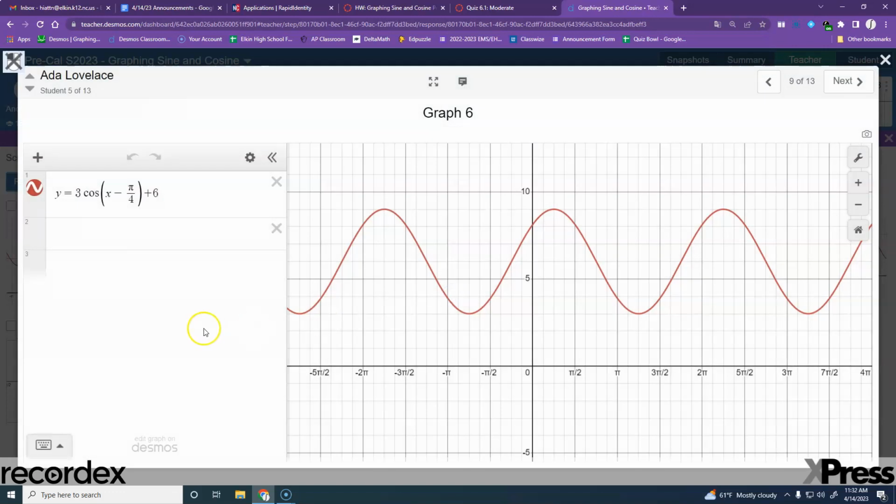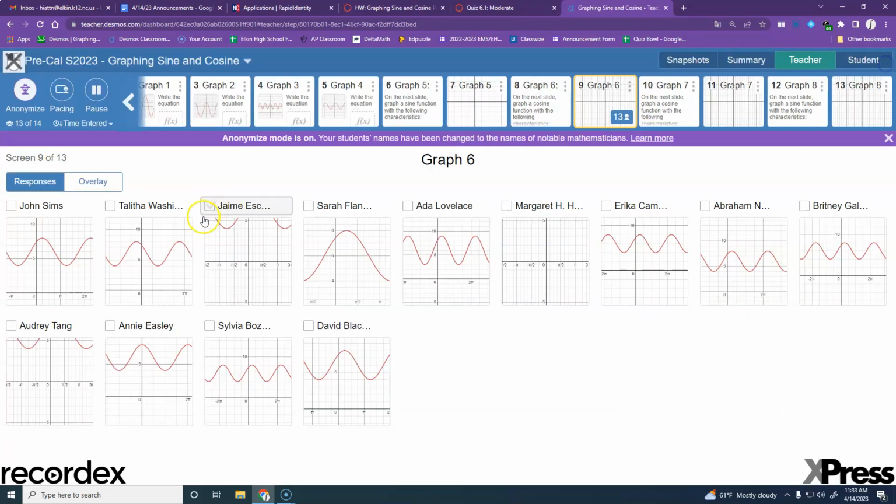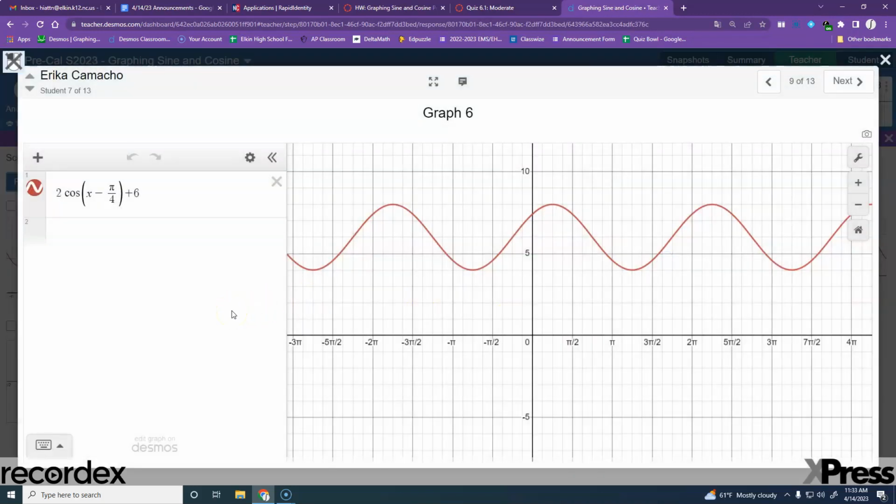Let's see about this one. Okay, Ada has one that I think looks beautiful. Okay. Oh, wait, no. This one's wrong. What's wrong about it? Amplitude is 3. It should have been 2. That was probably just an oversight there. Let's see about Erica. Okay, Erica. I think this one looks beautiful.